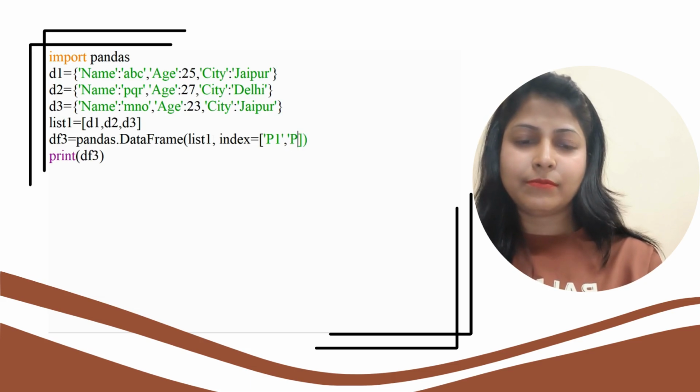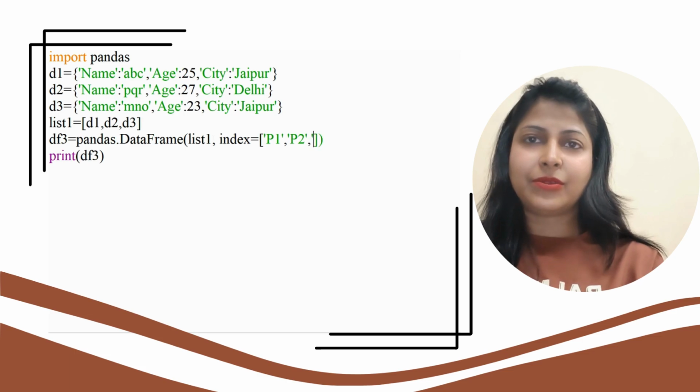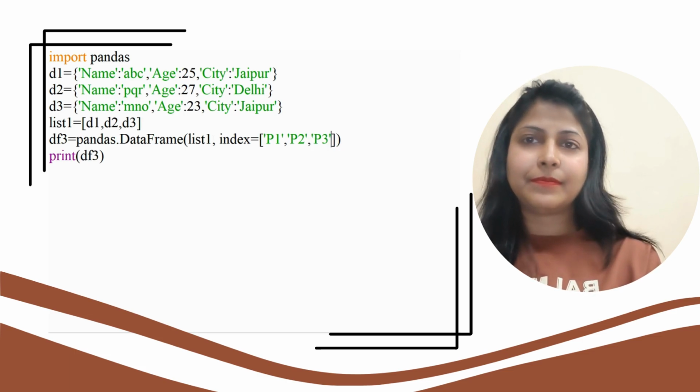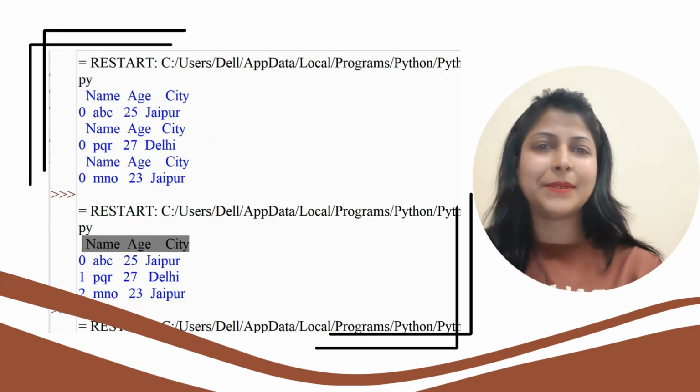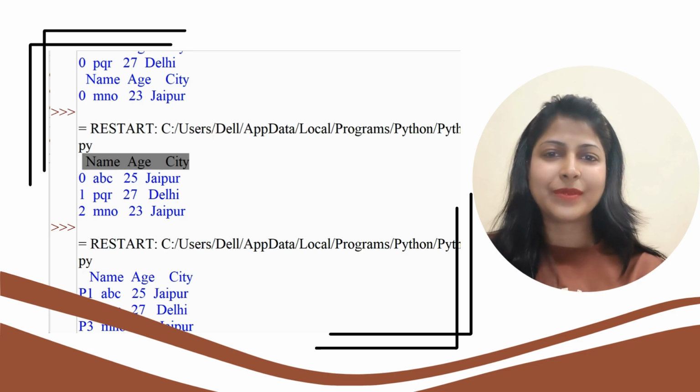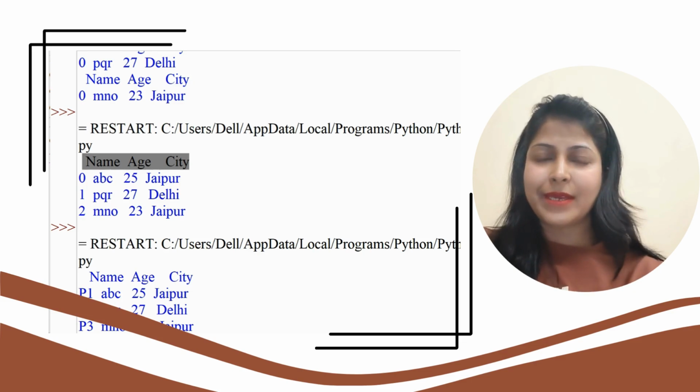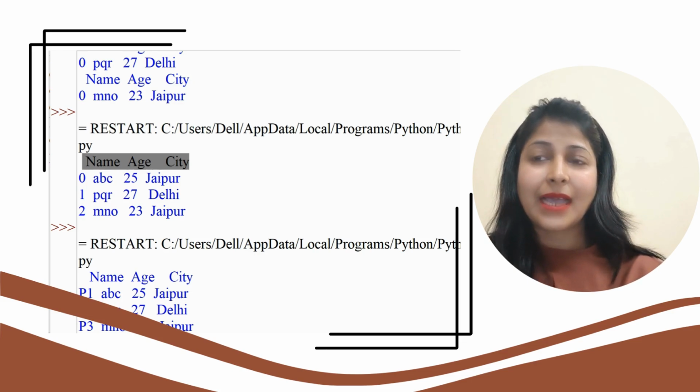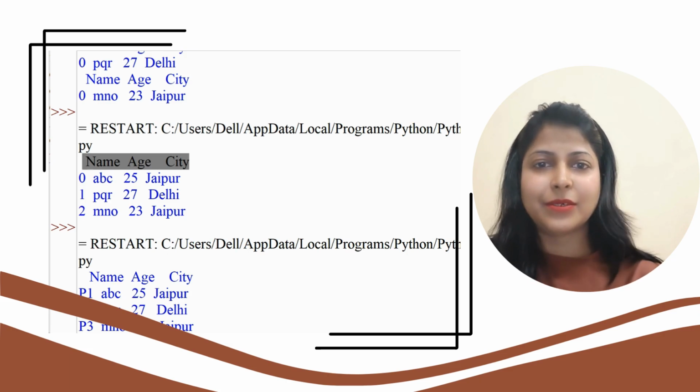P2 and P3, right? Here are the indexes P1, P2, and P3. They have appeared in the place of indexes 0, 1, 2. Okay, so this is how we create the data set. And this is much easier to convert a dictionary into a data frame.